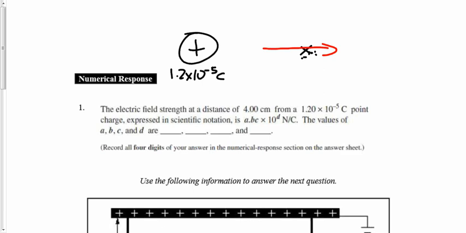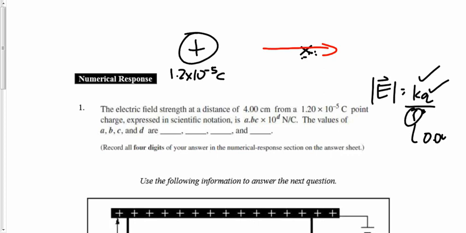So let's use the producer equation. E is equal to kq over r squared. We know k, we know q. We just got to make sure that we make r 0.04 meters and then square that. When we do that, it works out to be 6.74 times 10 to the 7, or 6747. If this was a, b, c, d, it would be 6747.